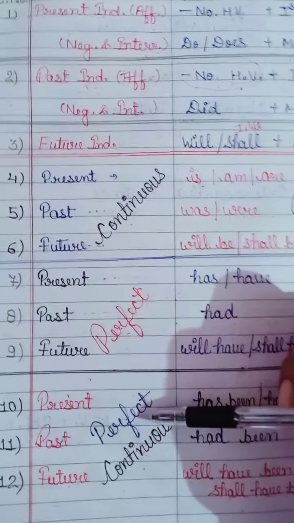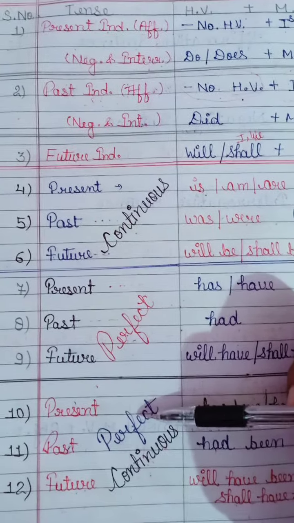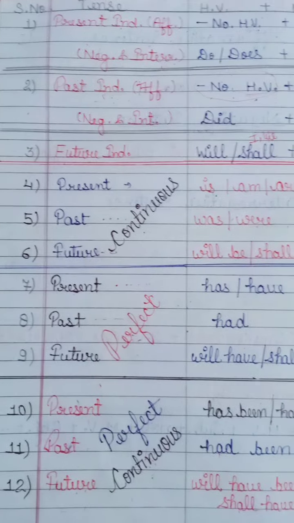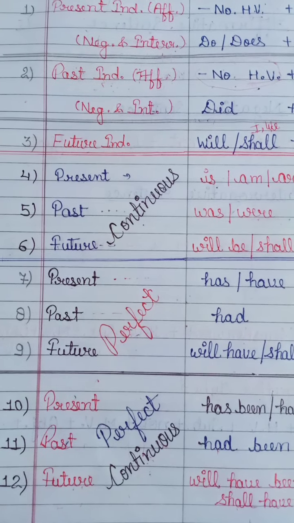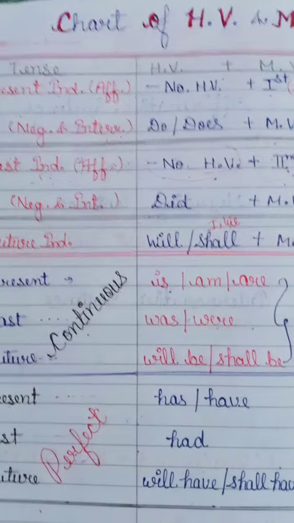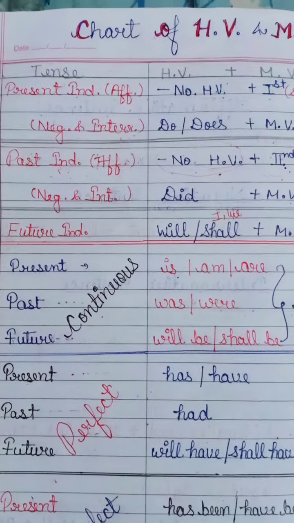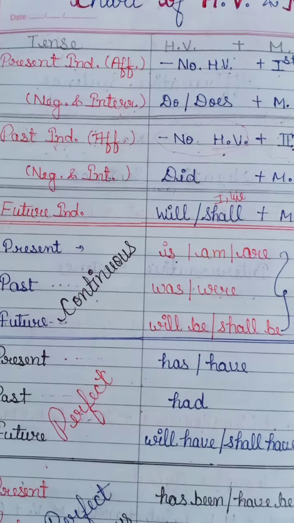So the total number of tenses will be 12. Three kinds and four categories. 3 into 4 is equal to 12. Okay, so first of all we will start with the present indefinite, affirmative, negative and interrogative.